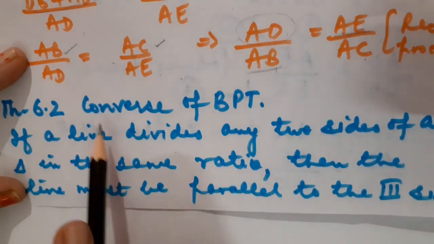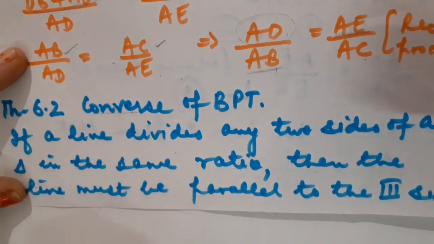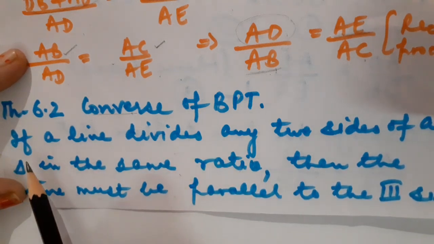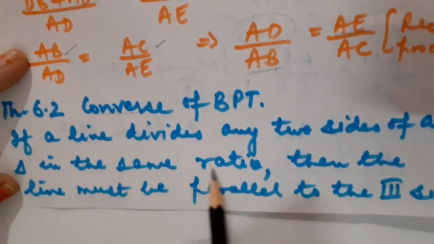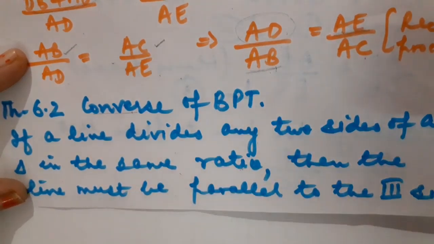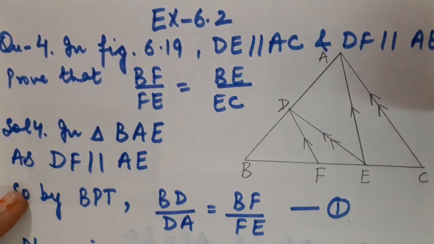But as it is the converse of the basic proportionality theorem, definitely whatever we proved in the basic proportionality theorem will be given here, and whatever was given, that we have to prove. Correct, children? So I am going to repeat the statement. If a line divides any two sides of a triangle in the same ratio, then the line must be parallel to the third side. Got it, children? The proof of the converse of the basic proportionality theorem I have also explained in my previous lecture.